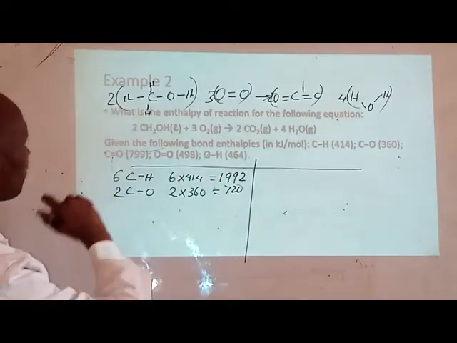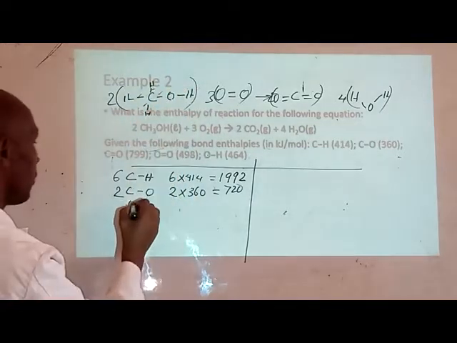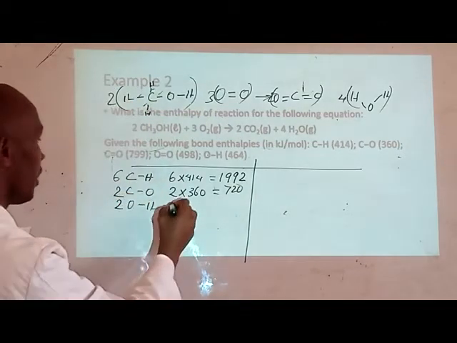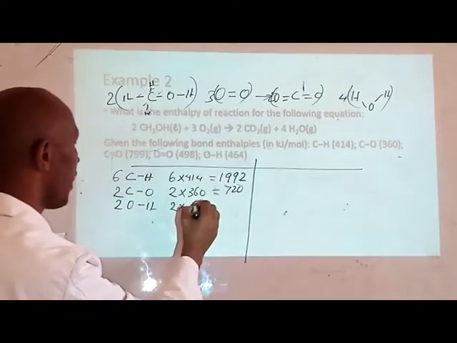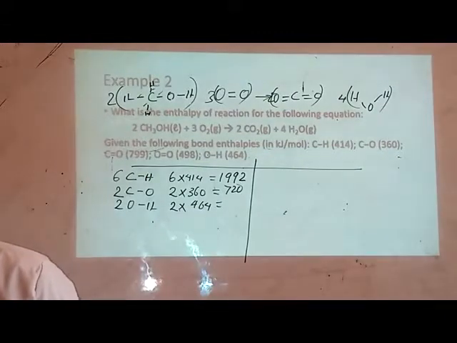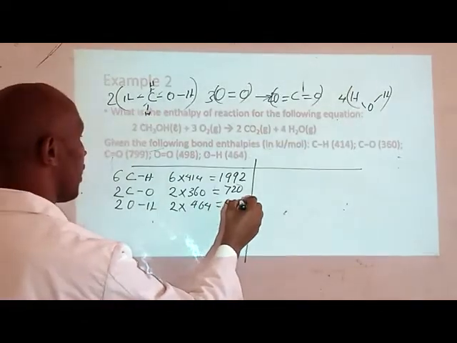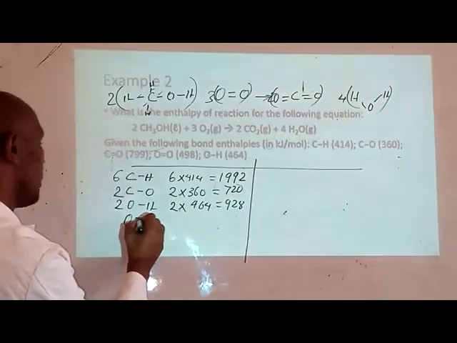Now where do I go after that? I've broken that and all this, then I break the OH bond. How many? 1 times 2. 2 OH bonds. That is 2 times OH. Yes, 464. That gives me a total of 928. Yes, 928. I move on to the oxygen to oxygen double bond.